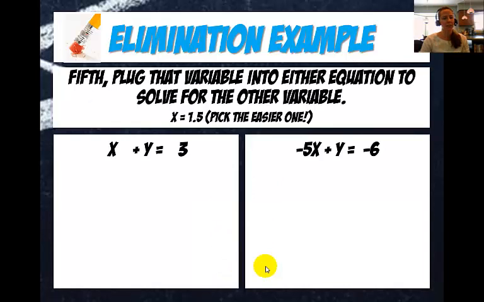Not quite done yet though, right? We want to plug that variable into either equation to solve for the other variable. So we figured out that x equals 1.5. Which equation would you do, right? Pick the easier one. Make your life easier if you could ever do that.